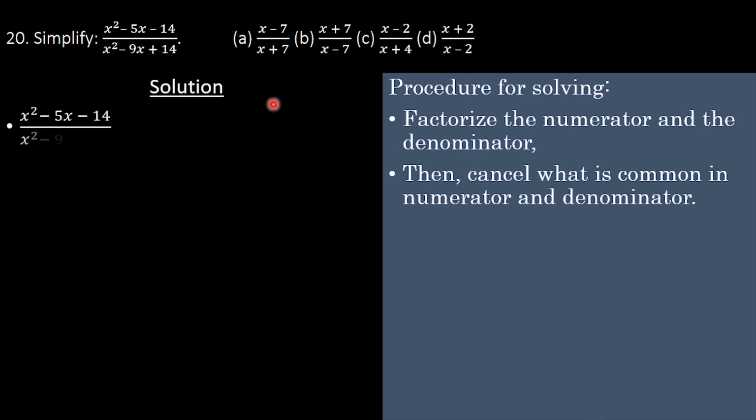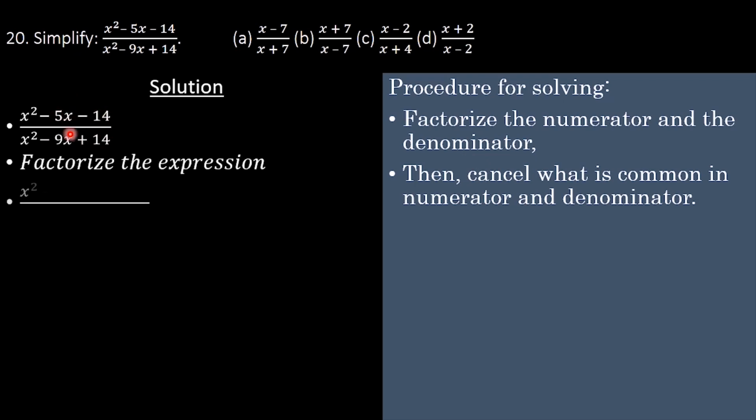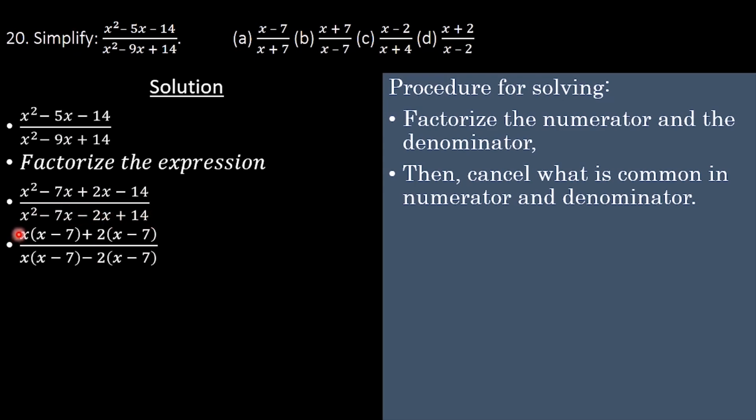Here is our question. When we factorize this expression, we have x squared minus 7x plus 2x minus 14 divided by x squared minus 7x minus 2x plus 14. Hence, we now have x into bracket x minus 7 plus 2 into bracket x minus 7. When you group this into 2 and pick out what is common, you have this.